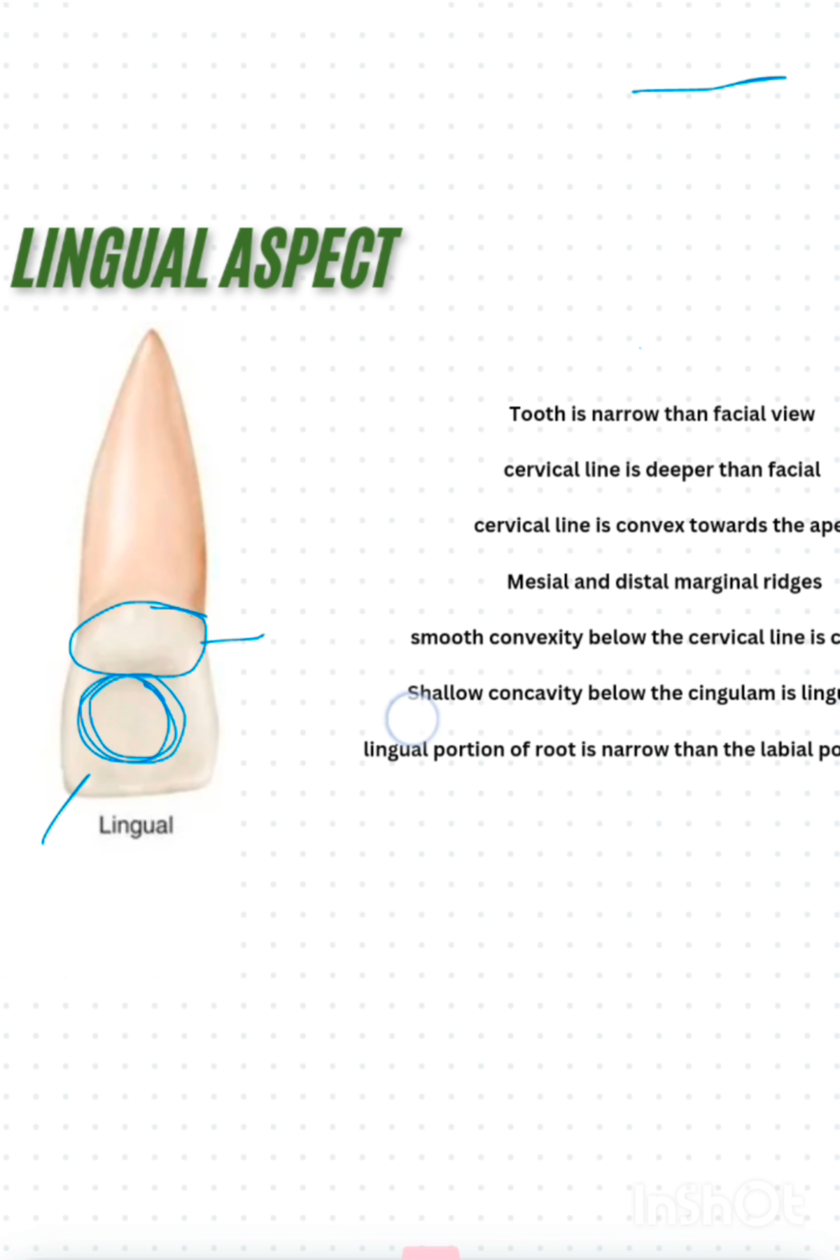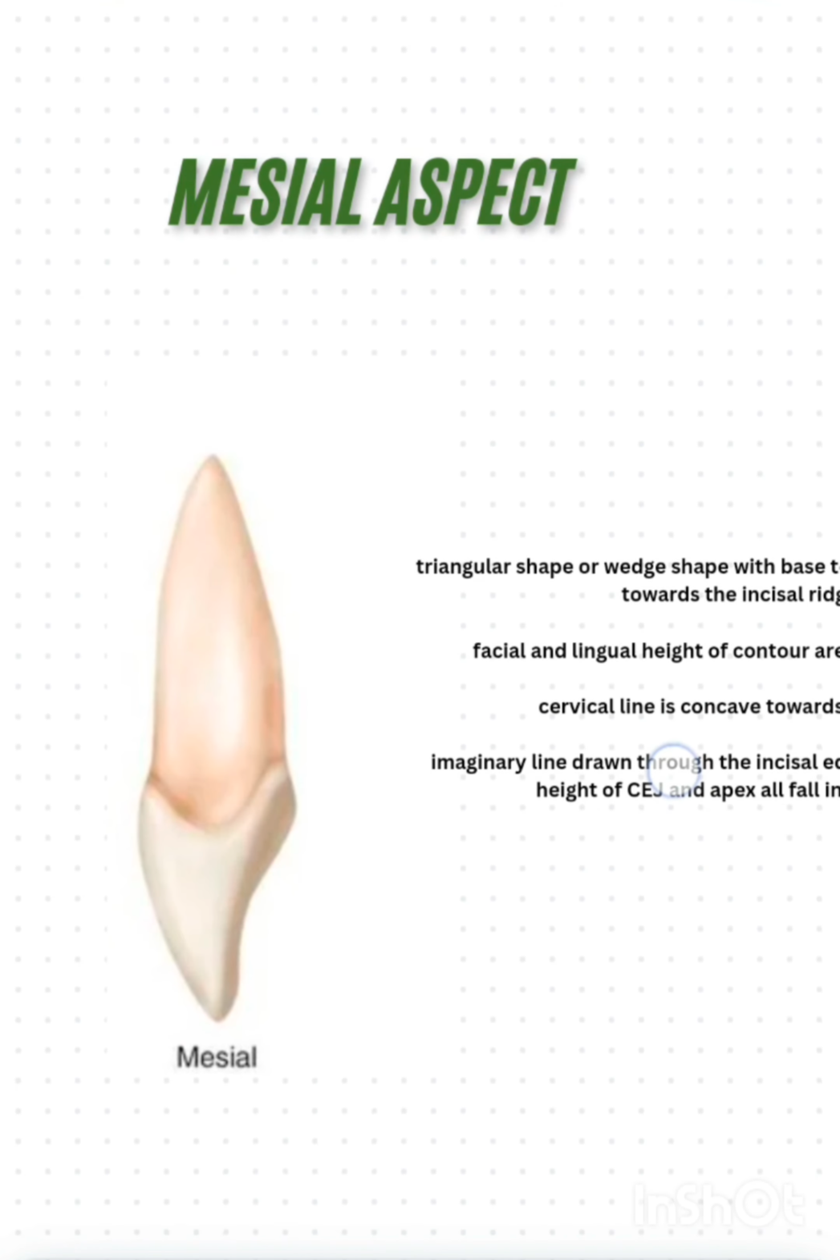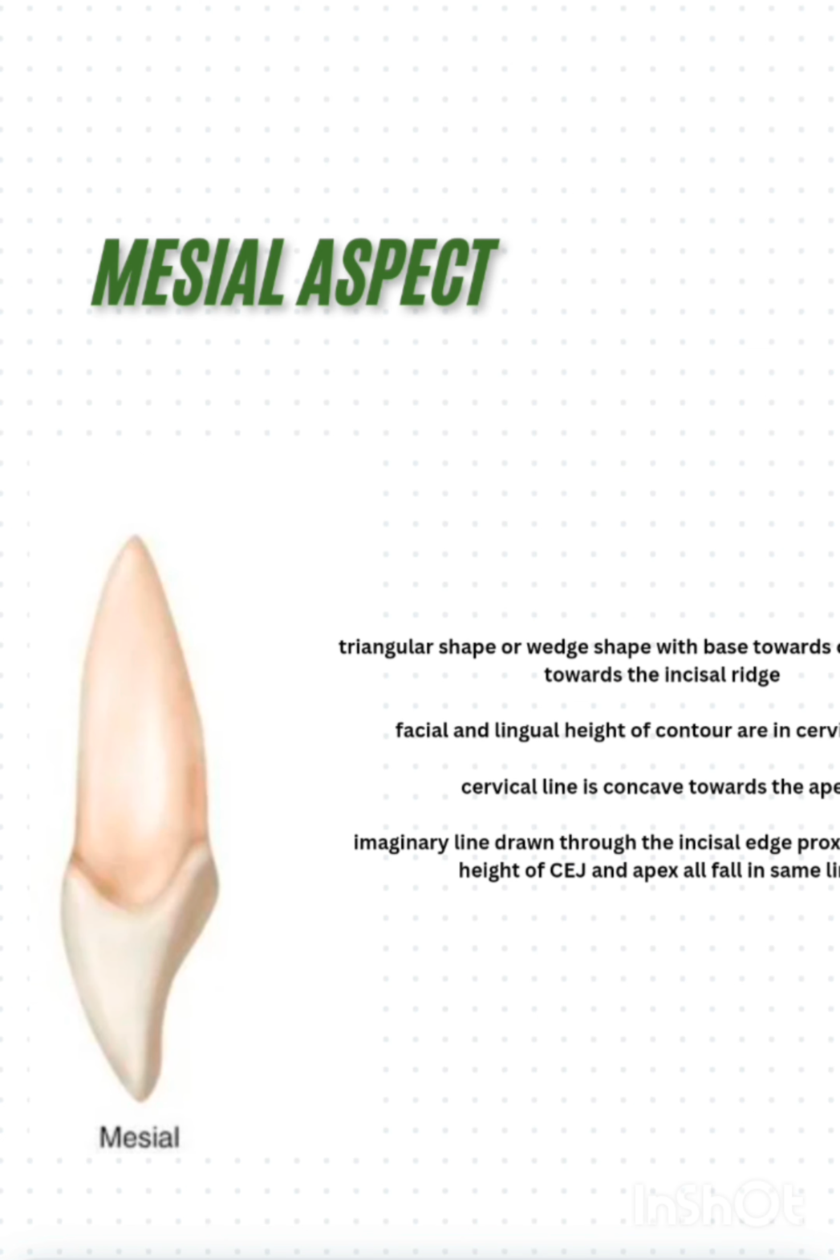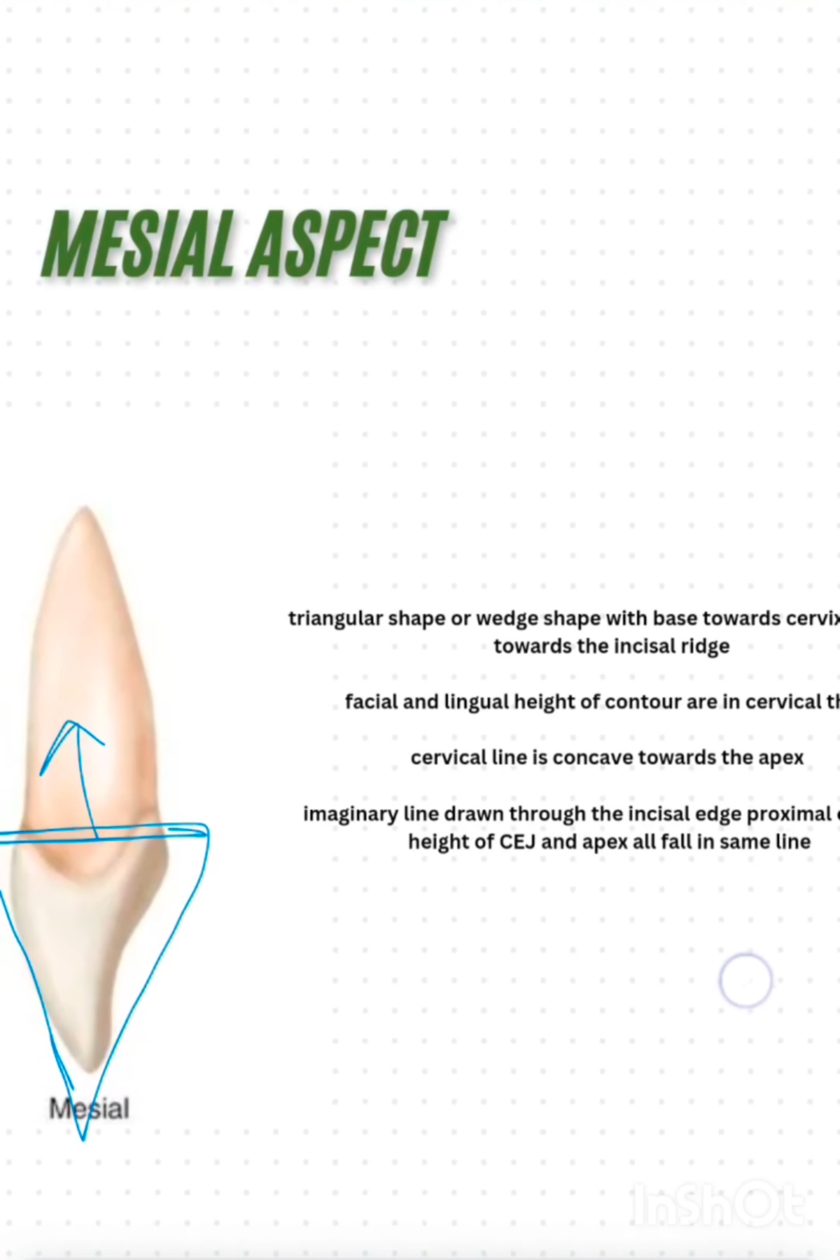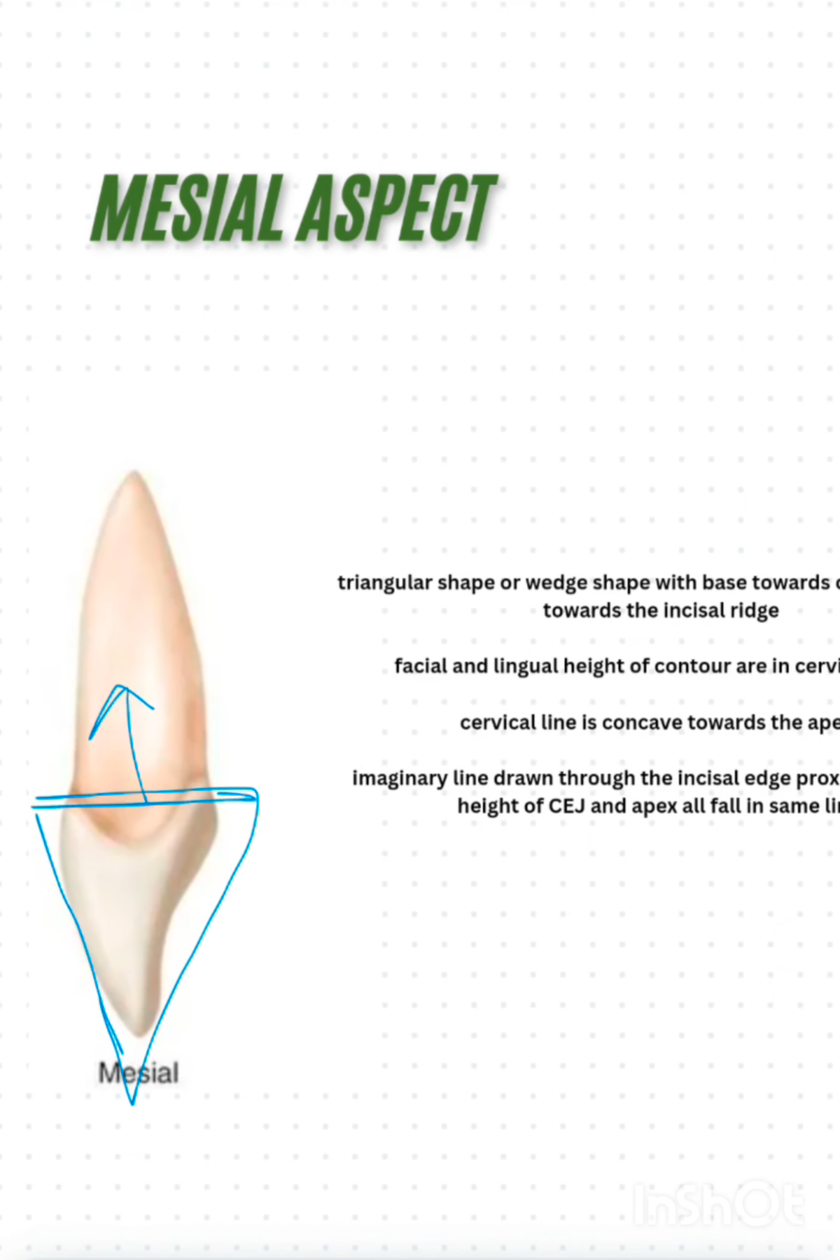Now come to the mesial side. Okay. Now if we look at the shape here, it is of triangular or wedge shape, in which the base is towards the apex, and the apex of the triangle is towards the incisal edge.